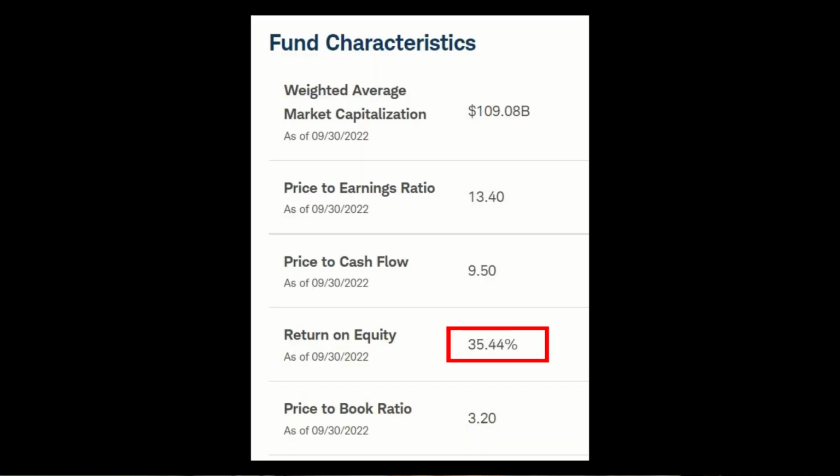as we'll see a little bit later on. And another metric on this screen that I like to see is the return on equity, which is 35%. That is a pretty awesome number, I think, and it shows that the companies that SCHD owns are continuing to grow their earnings fairly well despite their large size. So now let's take a look at some of the stocks in their portfolio.